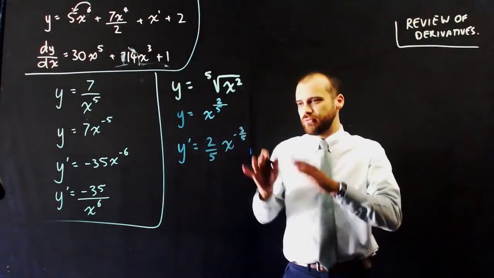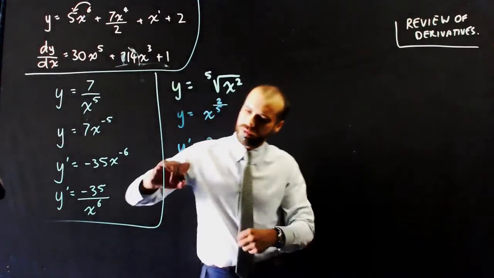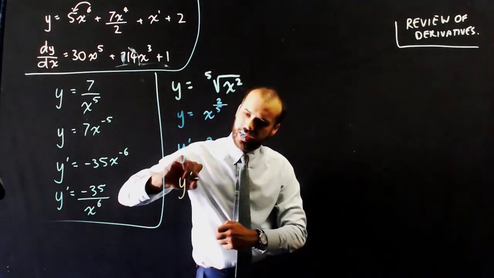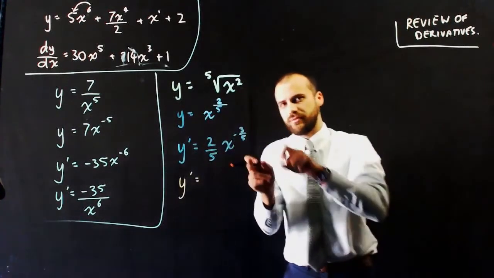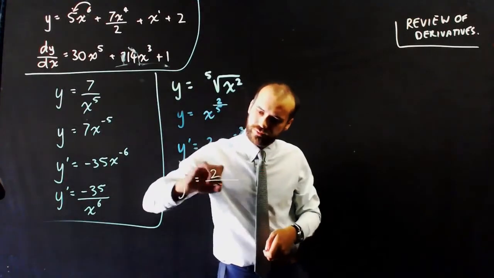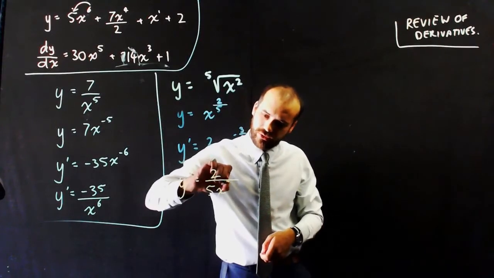Alright, so 2/5 x to the negative 3/5. I'm just going to use a different pen. So y dash equals, now that negative power is annoying to me, so I'm going to move it to the bottom of the fraction. X to the positive 3/5.